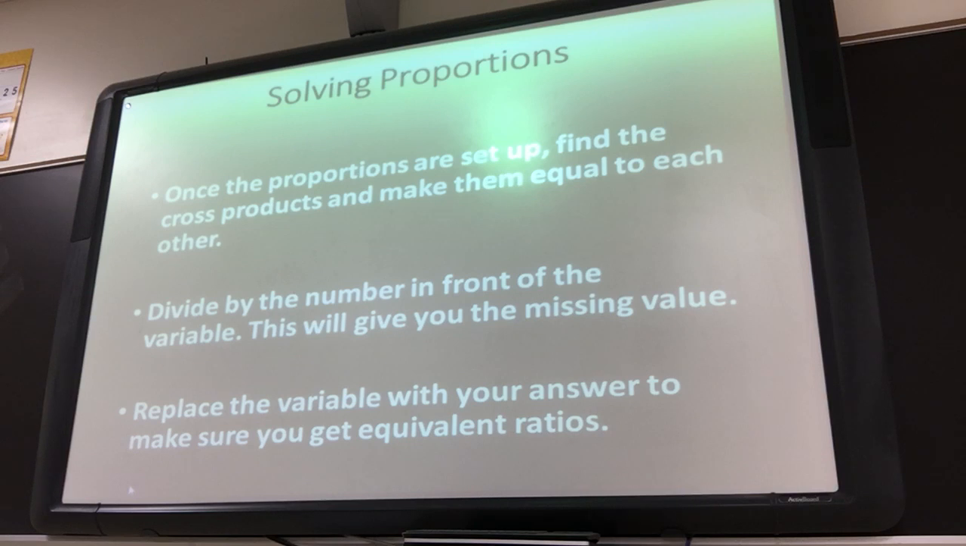And we can check our answer to make sure that it works. If we go back and plug in the number we get for that variable, if it gives us 2 equivalent ratios, we know that we've done that correctly. All right, so let's look at our examples.